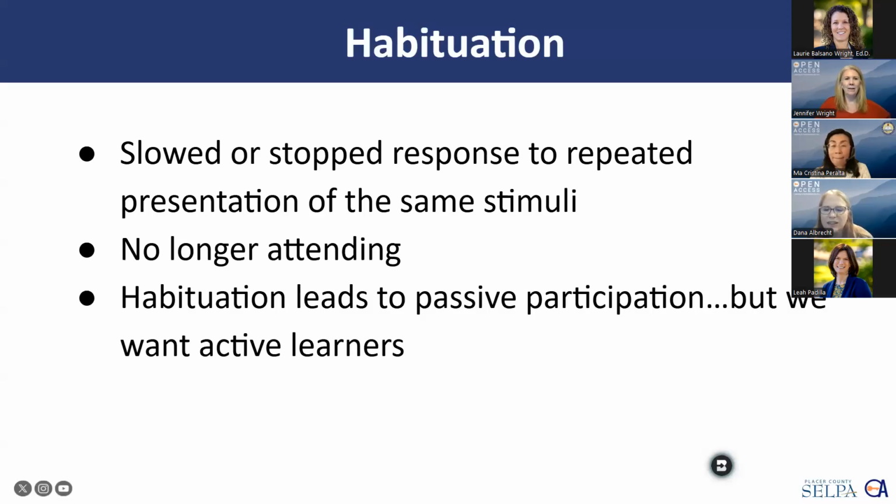So students that are on autopilot or who have habituated to something, they're not engaged in learning. They're not making new connections. They're just going through the steps because they know they have to and they know what the steps are and they could probably do it in their sleep. But they're zoning out. They might start to show some behaviors that indicate they're experiencing boredom. And so we don't want that. We don't want these passive learners. We want active learners so that they can make those connections with what we're presenting to them.